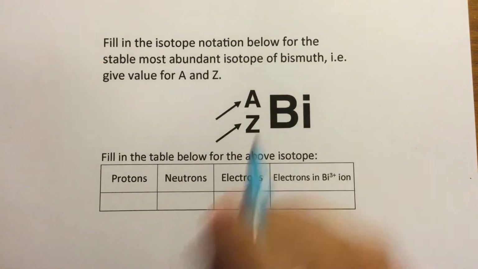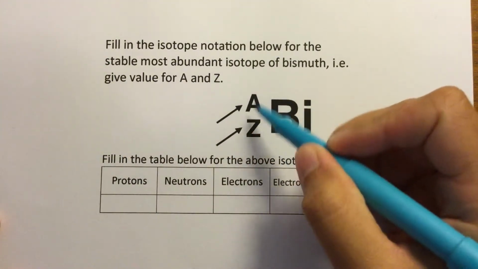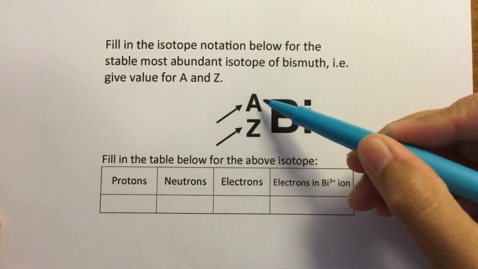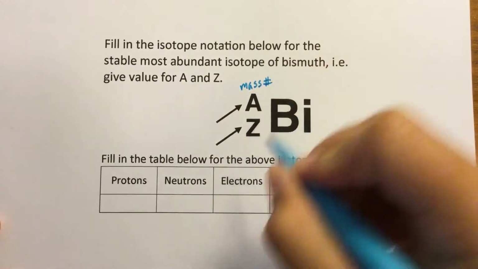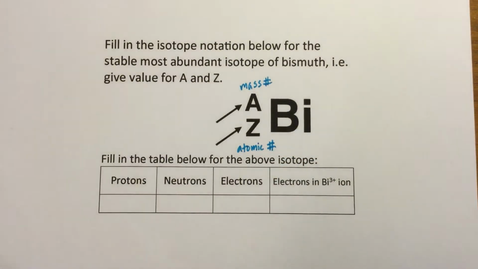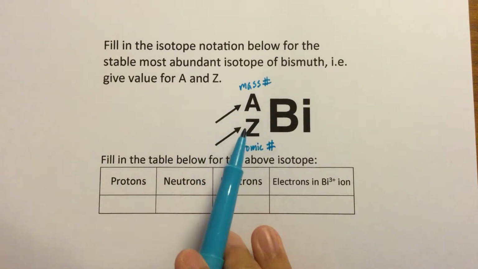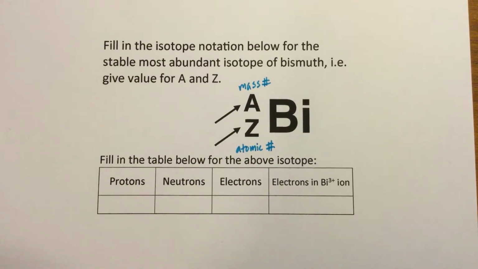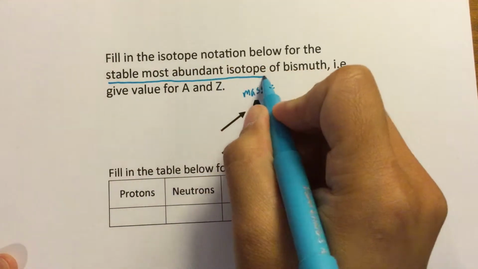So one thing that we need to focus on to start out this problem is to remind ourselves what these letters represent. Remember that the top number is the mass number, and the bottom number is the atomic number. If you don't remember that, go back to the chemical symbols video and you will get a little refresher on that. What it wants you to do is figure out the numbers that go where A and Z belong. And the other thing that's important here is that it's the most abundant isotope.